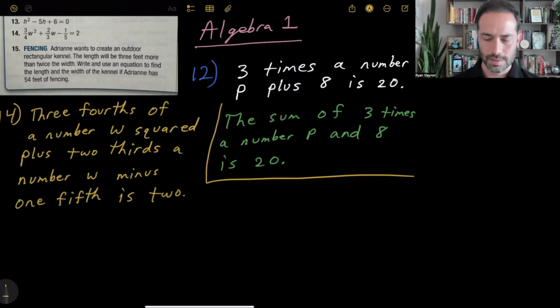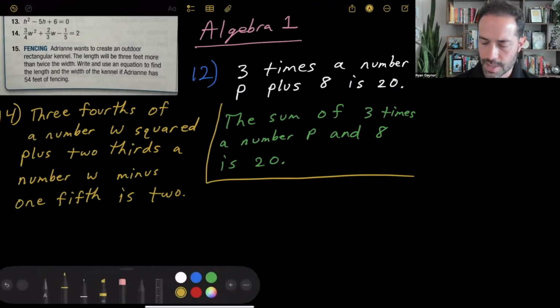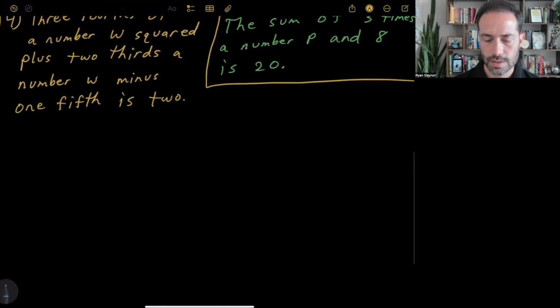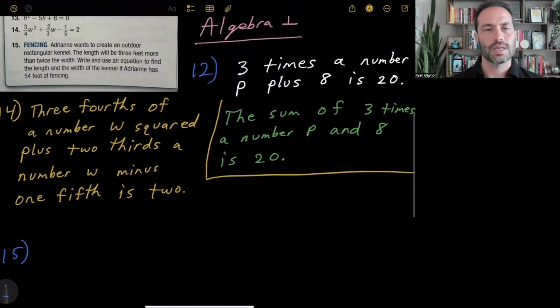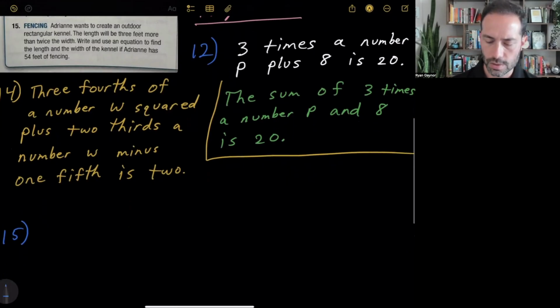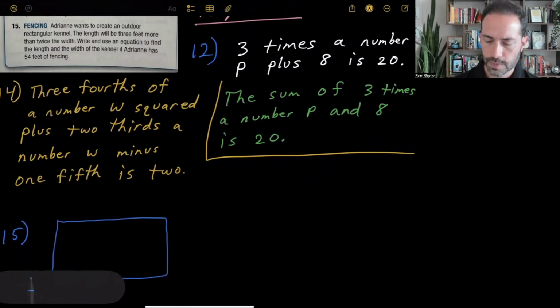Okay, let's go down to the last one, which is 15. I want to do this word problem. I think it's important. Let's read this together. Adrian wants to create an outdoor rectangular kennel. I like to draw pictures, so I'm just going to quickly draw a rectangular kennel.